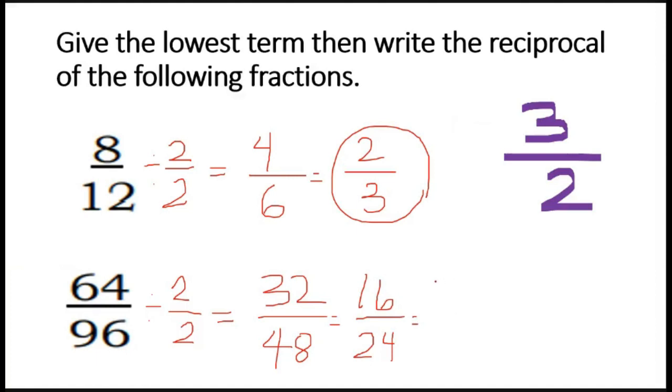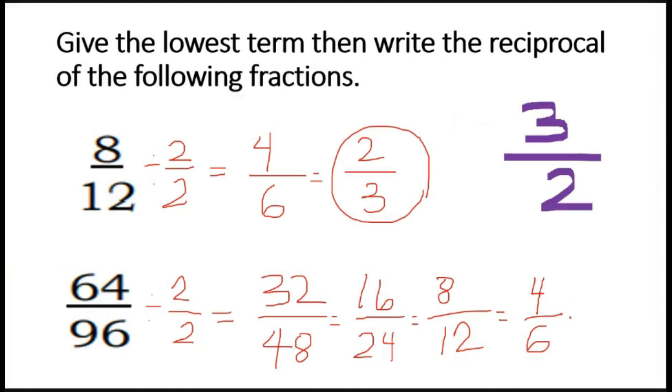16 divided by 2 is 8. And then 24 divided by 2 is 12. Both even pa din sila. Pwede pa nating i-lowest term. So, divide natin kay 2: 8 divided by 2 is 4, and then 12 divided by 2 is 6.